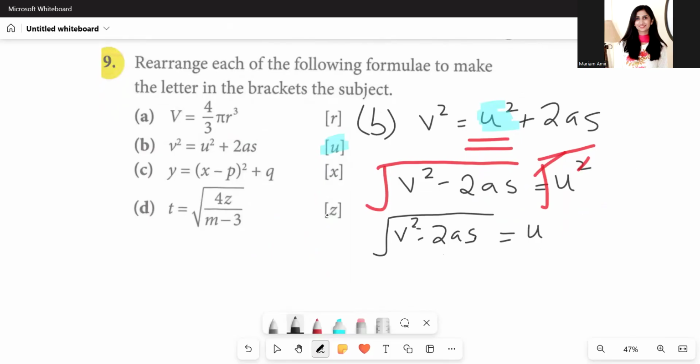Yes. This square and square root cannot cancel because the square is not on everything. If we had a square on everything, and we also had a square root on everything, they would have cancelled. But right now, the square is only on V and the square root is on everything. So they do not cancel. Okay?